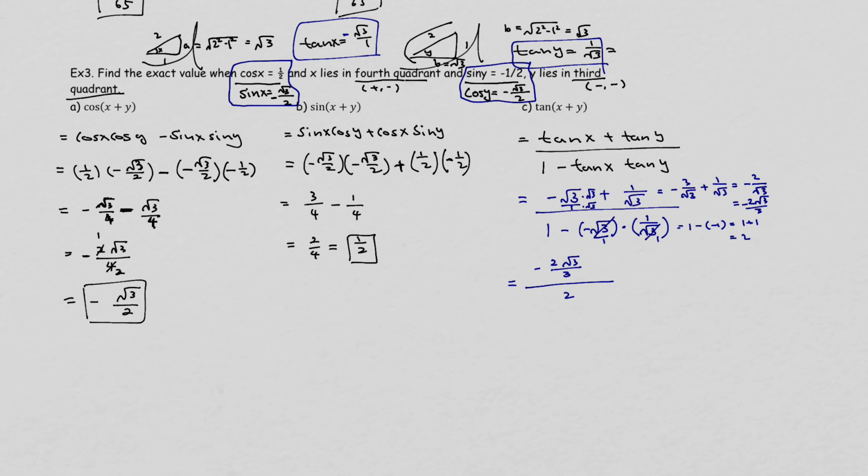This means you're doing negative 2 square root of 3 over 3 divided by 2. When you change that to multiplication, you can multiply 3 with 2 on the denominator. Or let's reduce before you multiply so that you don't need to rationalize or simplify it. So that's what you get for the tangent of x plus y.